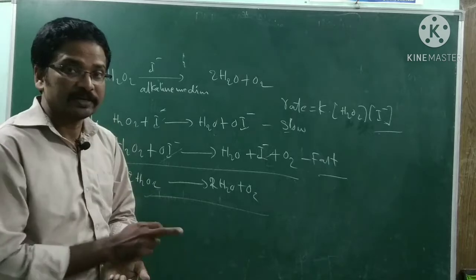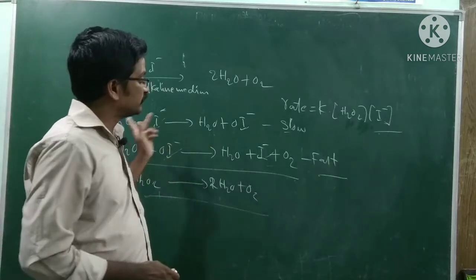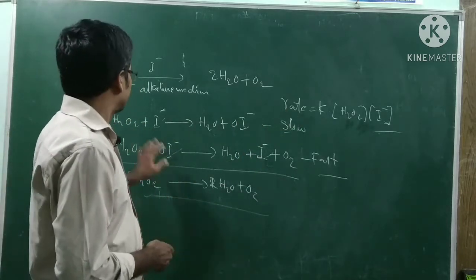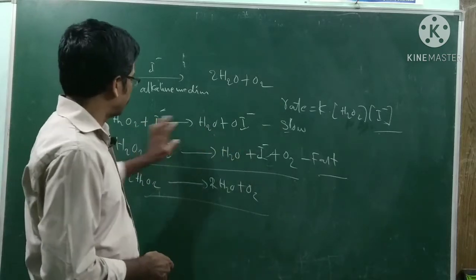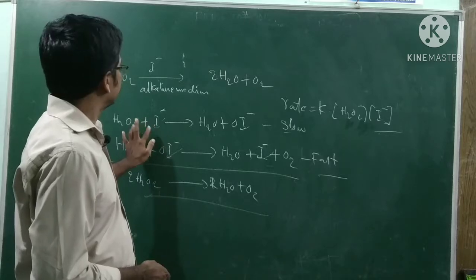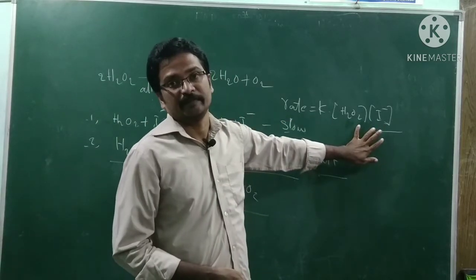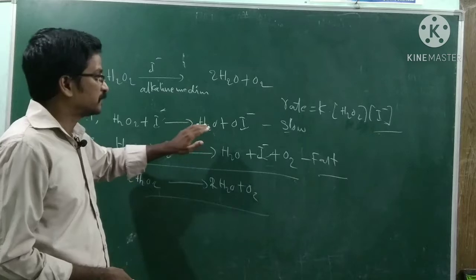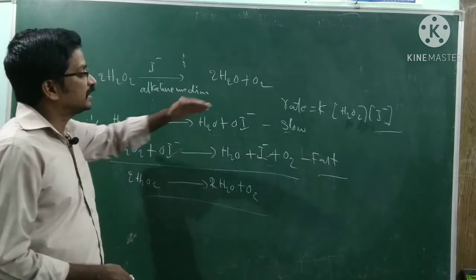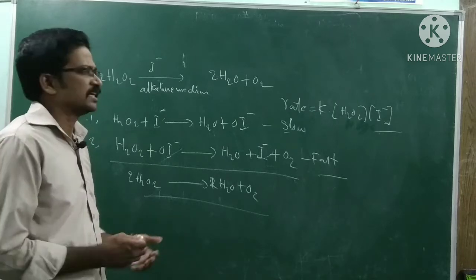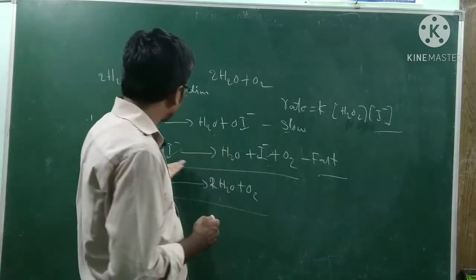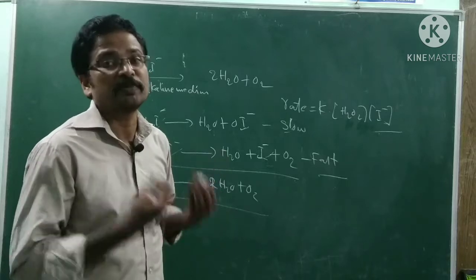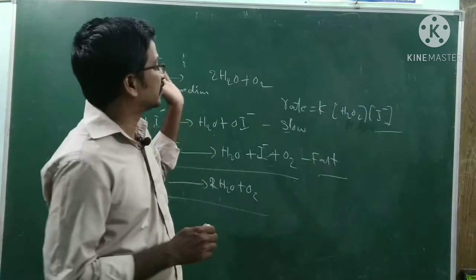The slowest step is the one which can determine the rate of reaction, or rate law. The slowest step reactants only are taken in the rate law expression. It's a general trend. Why are we taking the slowest step? Why don't we take the fast step reactants? Because the slowest step is the most important one in chemical kinetics.